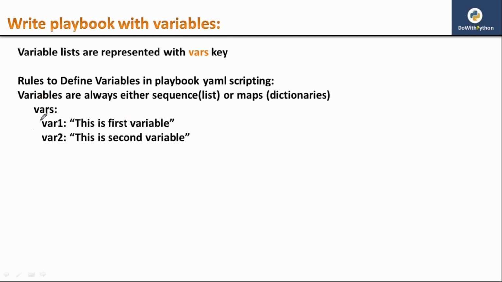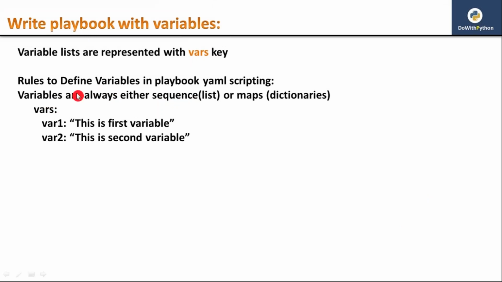Now if it is a maps representation, the same thing you can represent with sequences also. Sequences start with a hyphen, some space, hyphen, some space. Now this is also a valid representation for your variable declaration. That's it.